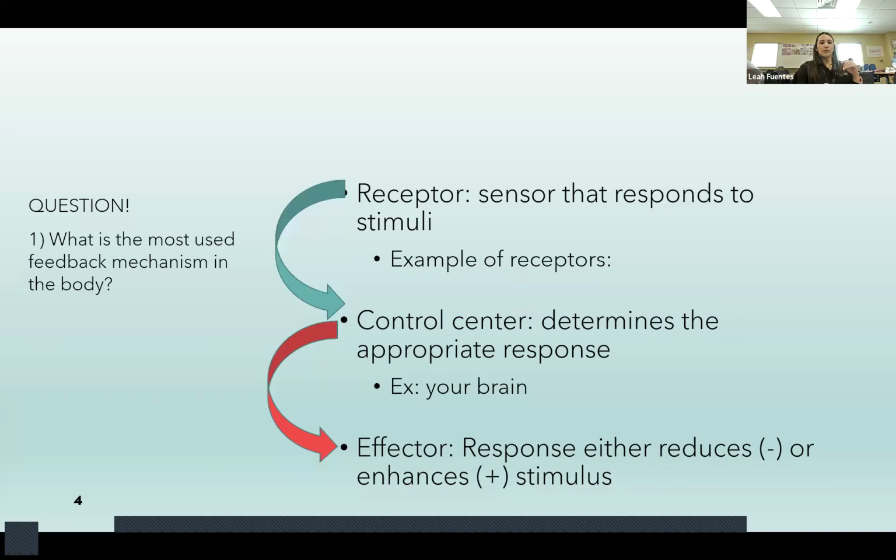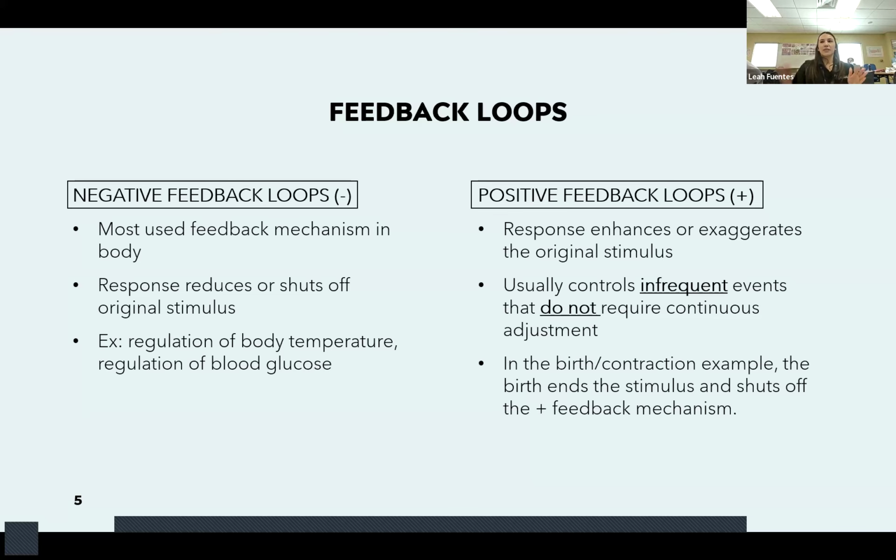So remember, the effector is responsible for reducing or enhancing the stimulus. So in this example of the feedback loops, the negative feedback loop would be reducing the stimulus. So when something occurs in your body, in the case of negative feedback loops, it's not always super traumatic. The response your body gives off is to reduce or shut off that stimulus.